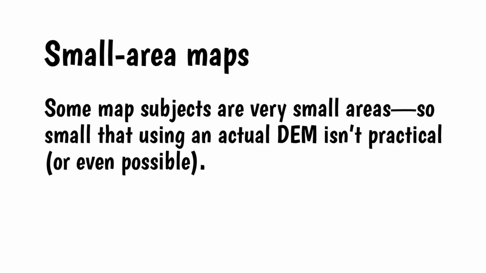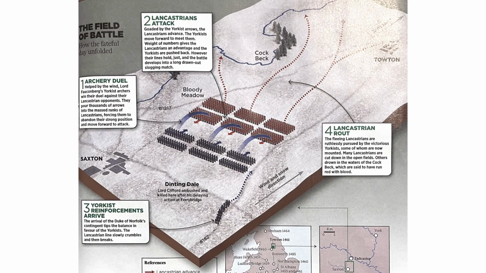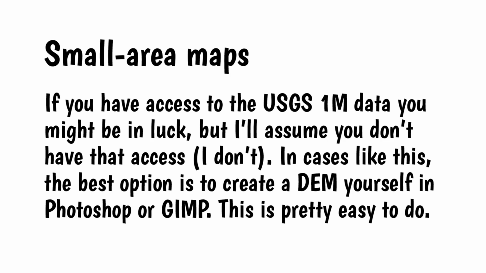Small area maps. Some map subjects are very small areas, so small that using an actual DEM isn't practical or even possible. Here are two examples. If you have access to the USGS 1-meter data, you might be in luck, but I'll assume you don't have that access. I don't. In cases like this, the best option is to create an elevation file yourself in Photoshop or GIMP. This is pretty easy to do.